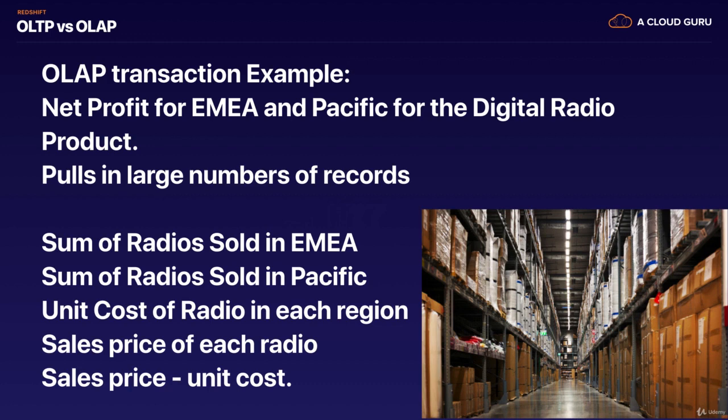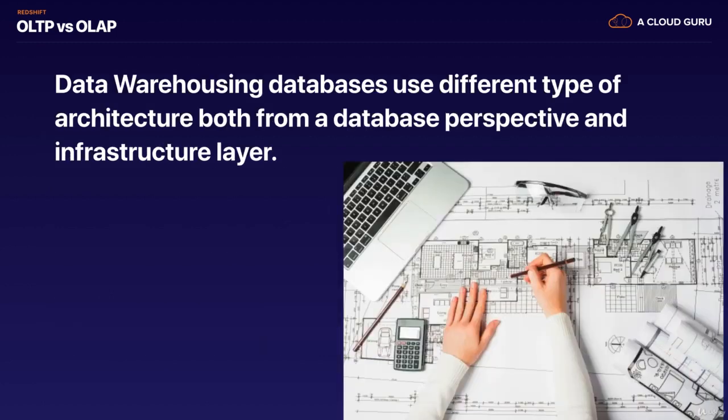It might be that you want the net profit for EMEA and for the Pacific for a digital radio product. This is going to pull in a huge number of records. It's going to add up the sum of all radios sold in EMEA, so Europe, Middle East, and Africa. It's going to add up the sum of radios sold in the Pacific. It's going to grab the unit cost of the radios in each region. It's going to take the sales price of each radio in each region, and then calculate the sales price minus the unit cost. You can imagine the sort of queries it's going to be running to do this.